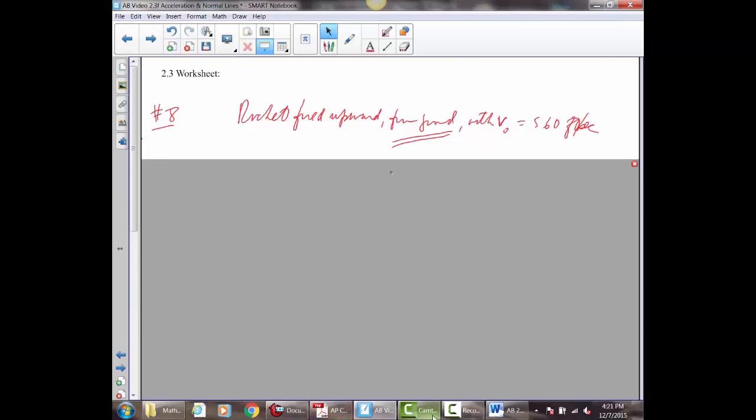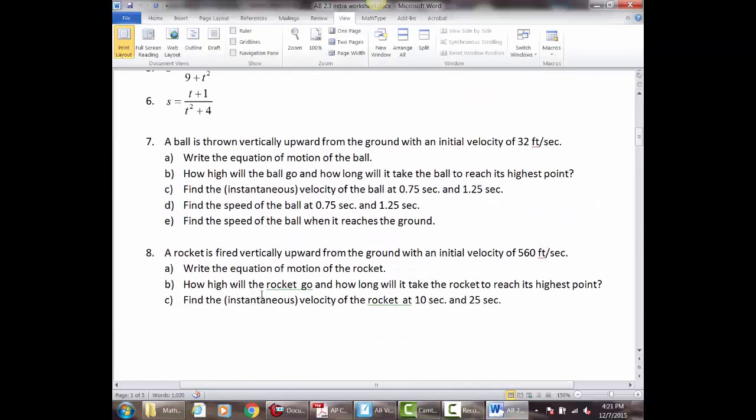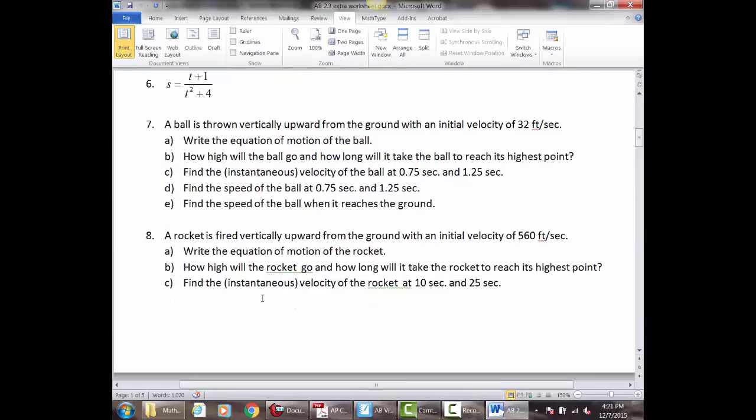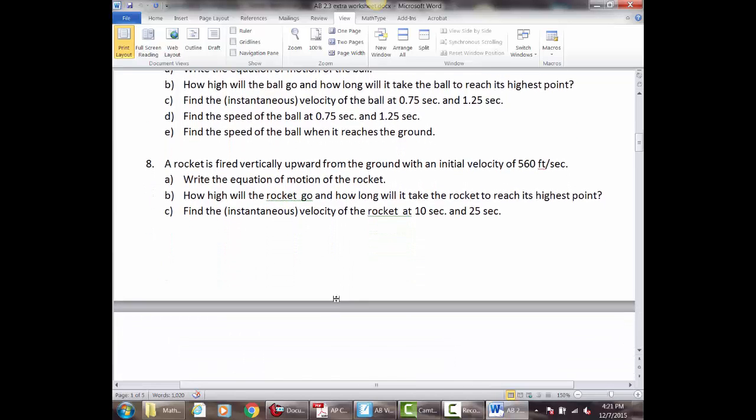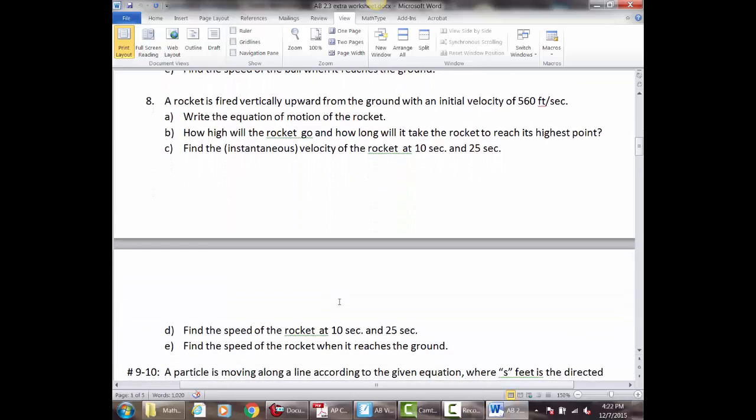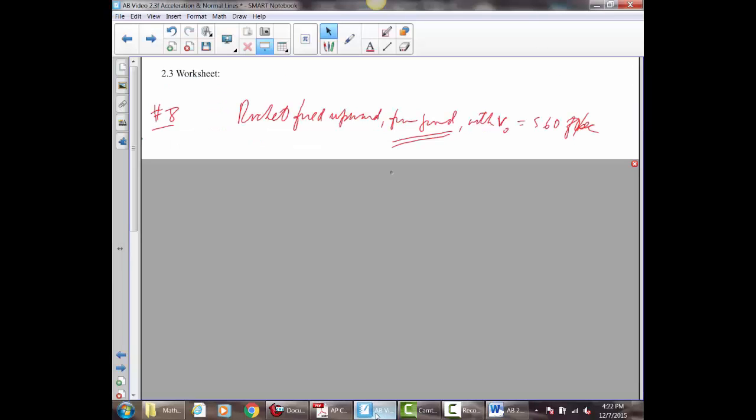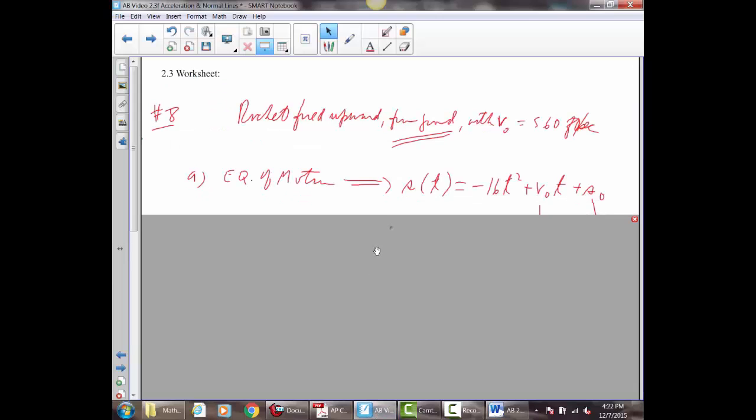Okay, so from the worksheet number 8, let's have a look at this second section. A rocket is fired vertically upward from the ground with an initial velocity of 560 feet per second. Writing the equation for the motion. How high will the rocket go, and how long will it take the rocket to reach that highest point? What's the instantaneous velocity of the rocket at 10 seconds and 25 seconds? And then they're going to ask for the speed at 10 seconds and 25 seconds and the speed when it hits the ground. So it's a multifaceted question.